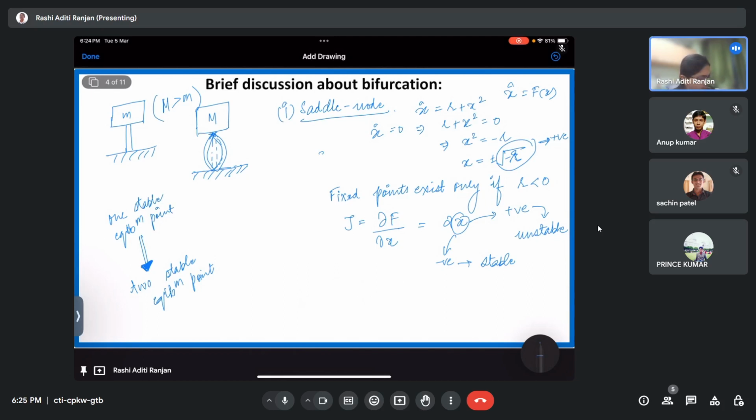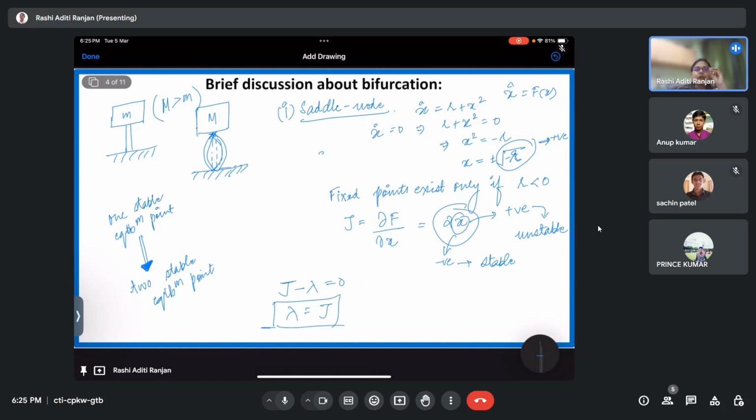So what is going to happen? I have to write J minus lambda is equal to 0. So my lambda is going to be what? It is going to be the Jacobian itself. So that is why I'm considering this. If it is positive, then that particular branch is unstable, and if it is negative, then that particular branch is stable. You'll see that in case of a linear system, when we are having a linear system, what was happening?